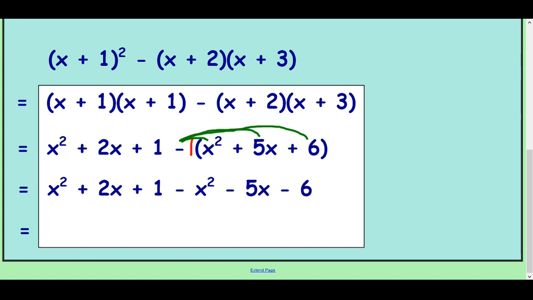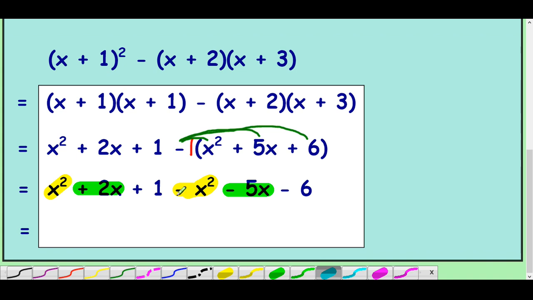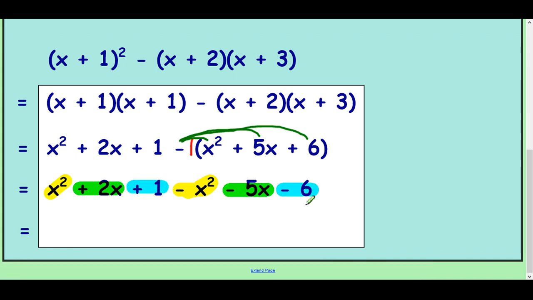Okay, now it's time to collect things up that are the same. So I've got a plus x squared and a takeaway x squared. Remember, the sign in front of the term is what denotes what's happening to it. So that's takeaway. Then I've got a plus 2x and a takeaway 5x. And finally here, I've got a plus 1 and a takeaway 6. Now if you've got a highlighter pen, you can do this yourself. But x squared take away x squared, they cancel each other out. 2x take away 5x, that's -3x. And plus 1 take away 6 is -5. Really important in this line to be good with your negative numbers.